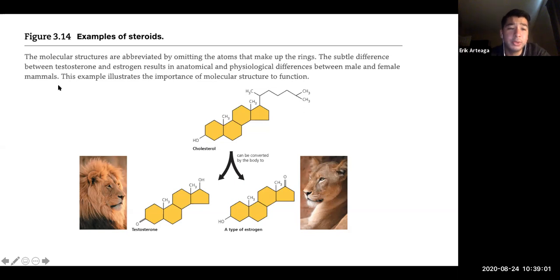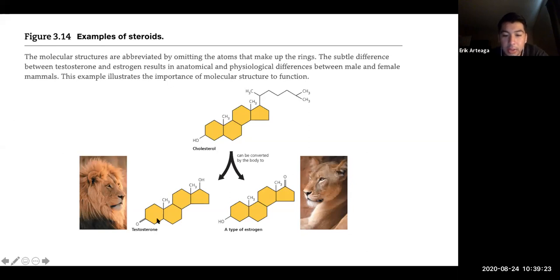All right, so examples of steroids. The molecular structures are abbreviated by omitting the atoms that make up the rings. The subtle difference between testosterone and estrogen results in anatomical and physiological differences between male and female mammals, right? This example illustrates the importance of molecular structure to function, okay?